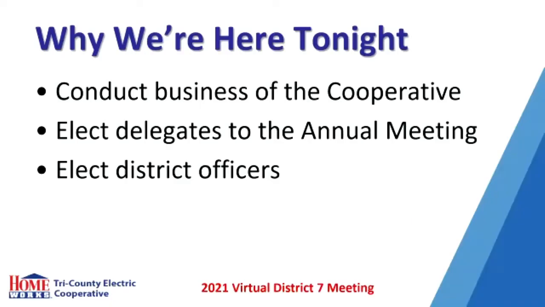All right, I'll be back with a brief operations update in a few minutes. First, you need to conduct your annual business meeting. Let's quickly review the purpose of the meeting. We ask you to come to your district meeting each year, first to conduct the business of the cooperative, second to elect delegates to our annual meeting in August, and third to elect district officers who run these meetings and serve as the nominating committee every 3 years.